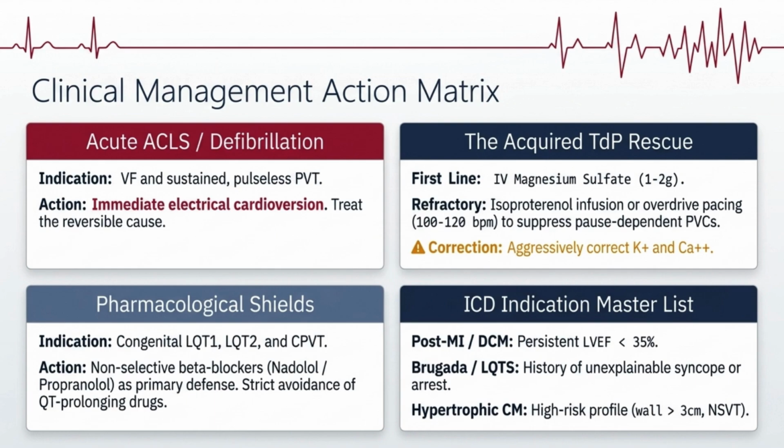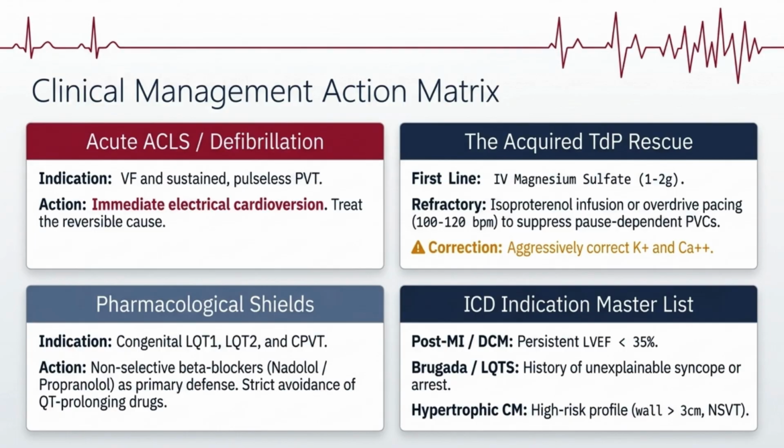Torsades de pointes rescue: first line, IV magnesium sulfate, 1 to 2 grams. Refractory cases, isoproterenol infusion or overdrive pacing to suppress pause-dependent PVCs. So we have to do the correction, aggressively correct potassium and calcium. Long-term, ICDs for those with persistent low LVEF or high-risk genetic markers.